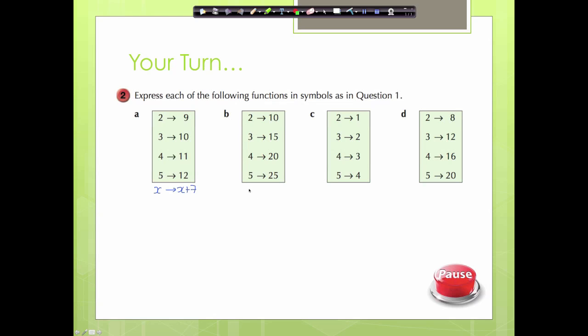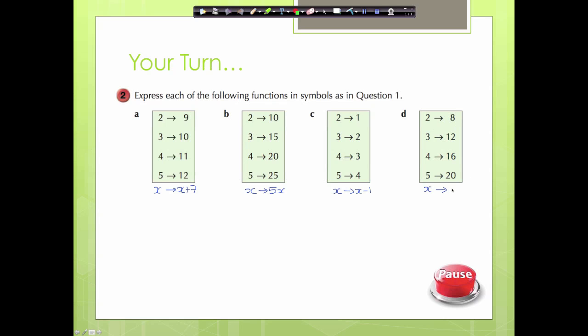Okay, for part B, we start with x, going from 2 to 10, 3 to 15, 4 to 20. We can see it's in our 5 times tables, so it's just 5x. For the next one, 2 to 1, 3 to 2, 4 to 3, 5 to 4. It's minusing 1 every time, so it's x minus 1. And then for the last one, 2 to 8, 3 to 12, and so on. We can see it's multiplying by 4, so it's 4x.